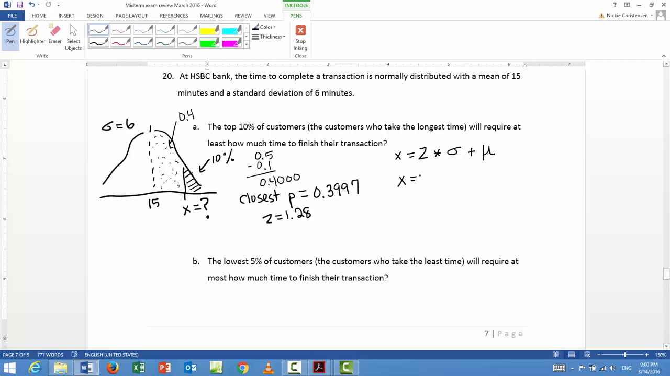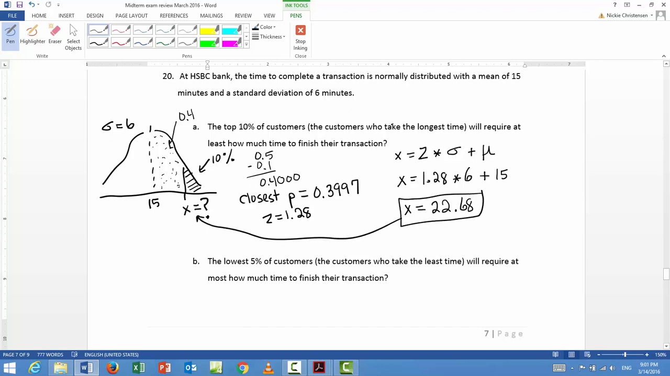X equals, our z value was 1.28. Standard deviation for this problem is 6. And we're going to add the mean, which was 15. So our x value is 22.68. Okay? So that's this value here. So the top 10% of customers will require at least 22.68 minutes to finish their transaction.